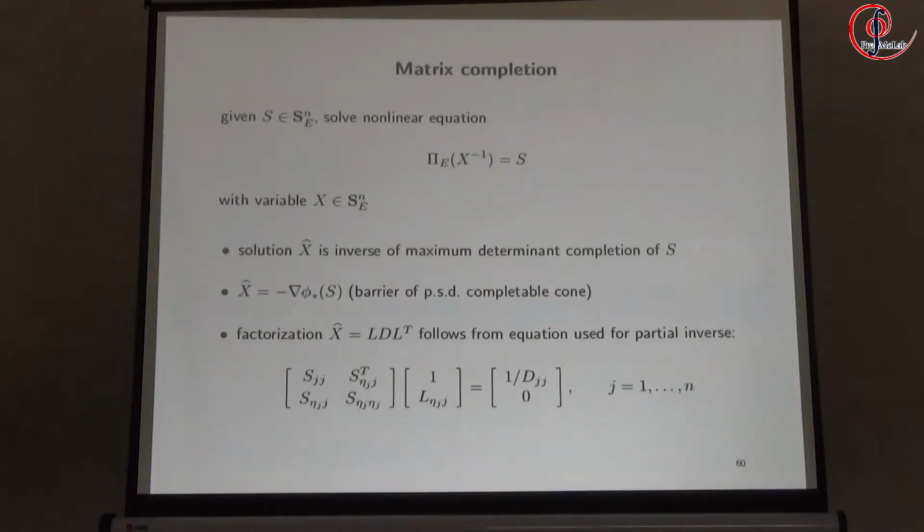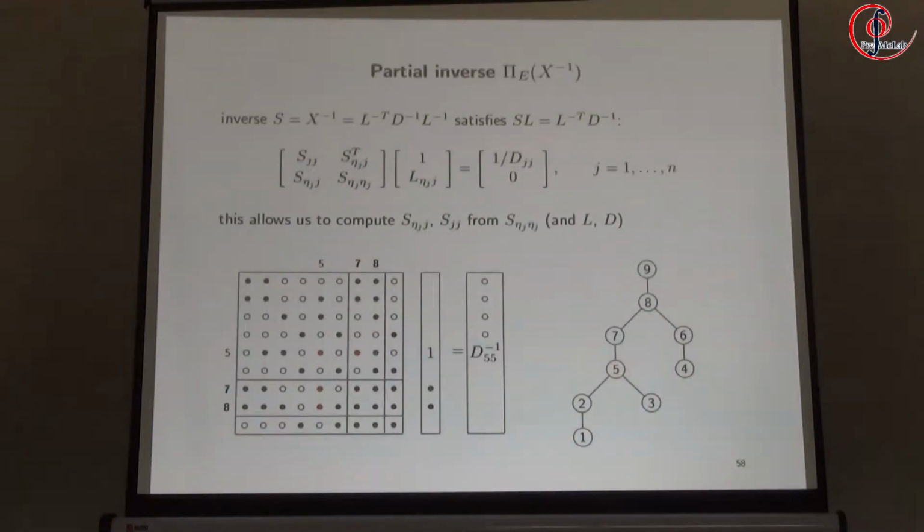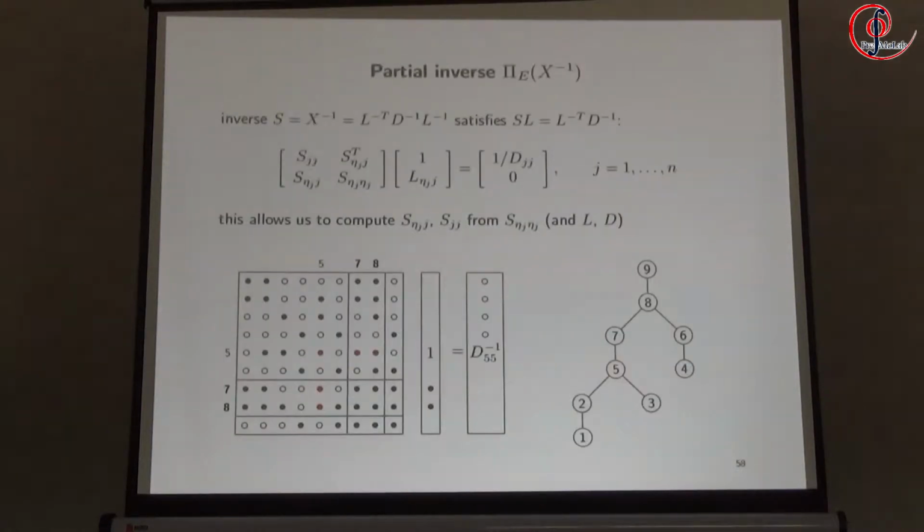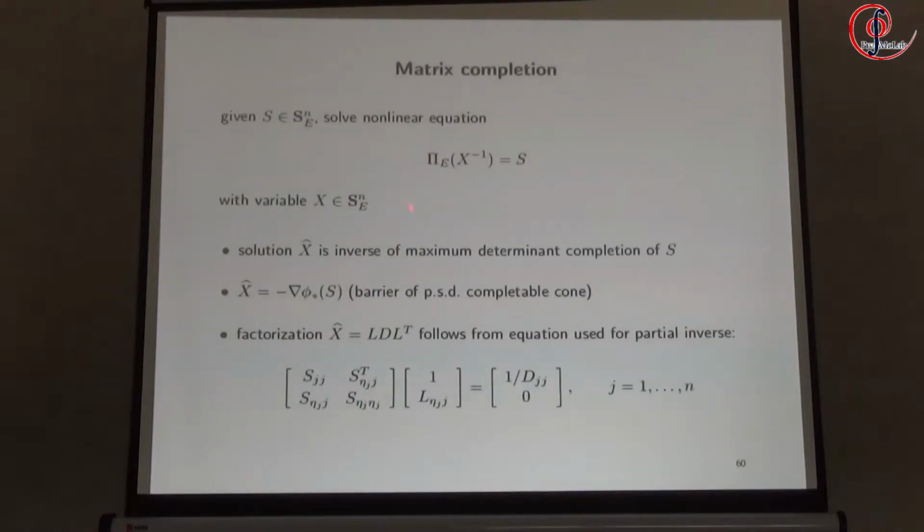So this matrix solution of this will be the inverse of the maximum determinant completion. It's also our dual gradient. And so you can actually compute this by looking at the same equation that we used for the primal barrier, except that now we assume that S is given, because that's the right-hand side of this equation. And then we're looking for L and D. So given S, we solve for L and D, the Cholesky factors for the solution X of this equation.